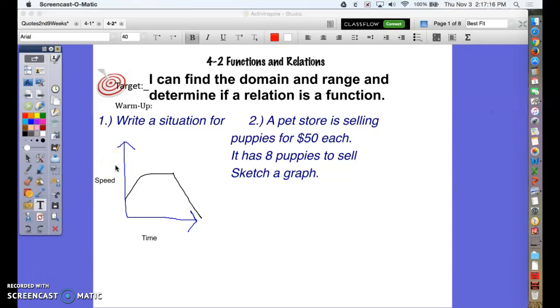Okay, so for lesson 4.2, we're talking about functions and relations, and the goal of this lesson is for you to understand what domain, range, and functions are and be able to find them and determine them. So I'm going to go through this first page kind of quick because we already talked about them in class.